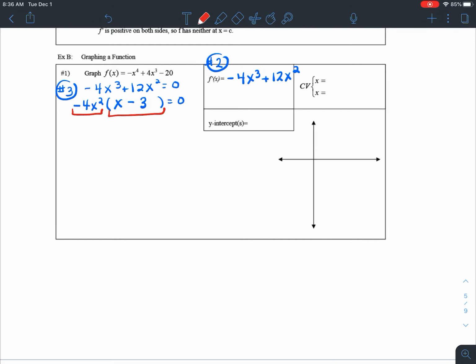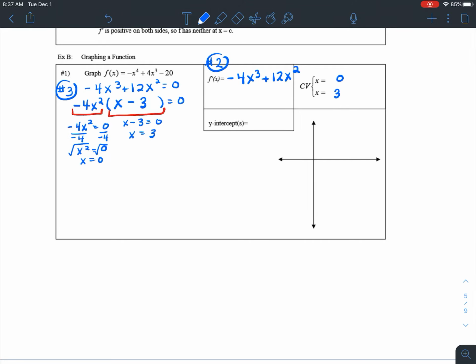Okay. Now, of these 2 factors, you'll notice they both actually have x's in them. So I want to set each of those factors, negative 4x squared, equal to 0 and x minus 3 equal to 0. Okay, the x minus 3 gives me positive 3. When I solve this one, I'm going to divide by -4, which I still have 0, and then I'm going to take the square root of 0, which still is 0. So my two critical values are 0 and 3.